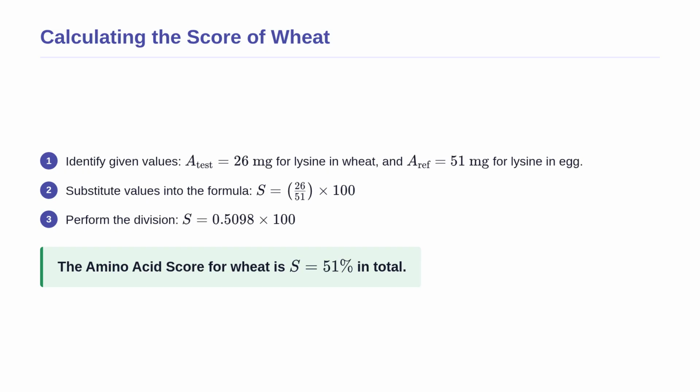First, we substitute our test value of 26 and our reference value of 51 directly into the formula. Dividing 26 by 51 gives us a raw decimal of approximately 0.5098. Finally, we multiply by 100 to convert this ratio into a readable percentage. The final answer is 51%. Physically, this means wheat only provides about half of the lysine your body requires, proving why relying solely on wheat leads to nutritional deficiency.